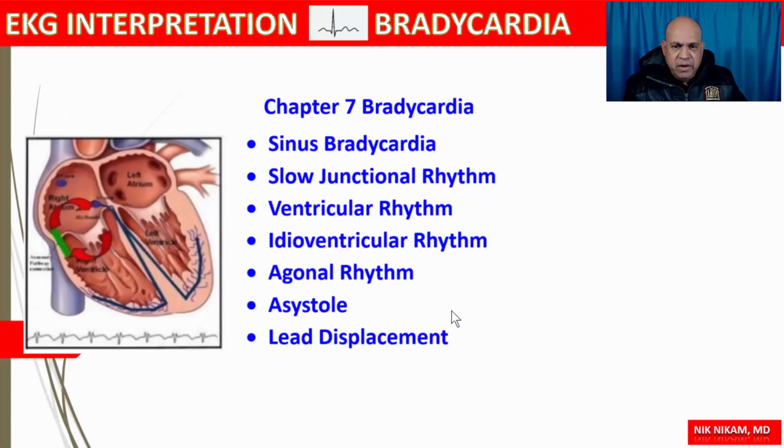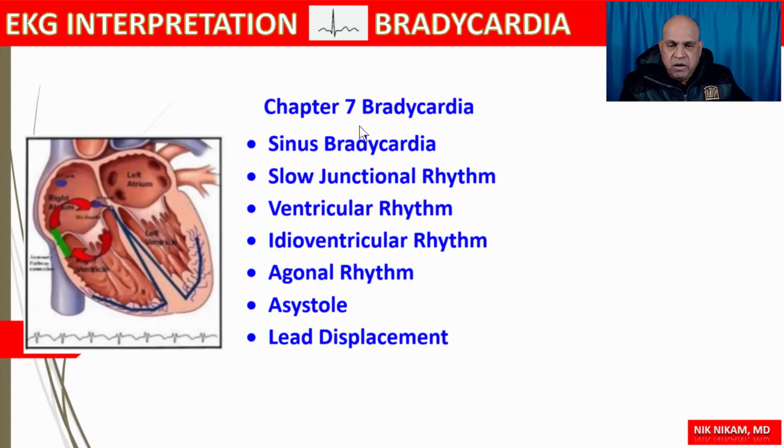All right, that concludes our brief review of sinus node dysfunction. Let's continue on to chapter 7, where we can look at bradycardia. We're going to look at sinus bradycardia, slow junctional rhythm, ventricular rhythm, idioventricular rhythm, agonal rhythm, asystole, and sometimes lead misplacement, and also certain arrhythmias masquerading as bradycardia.